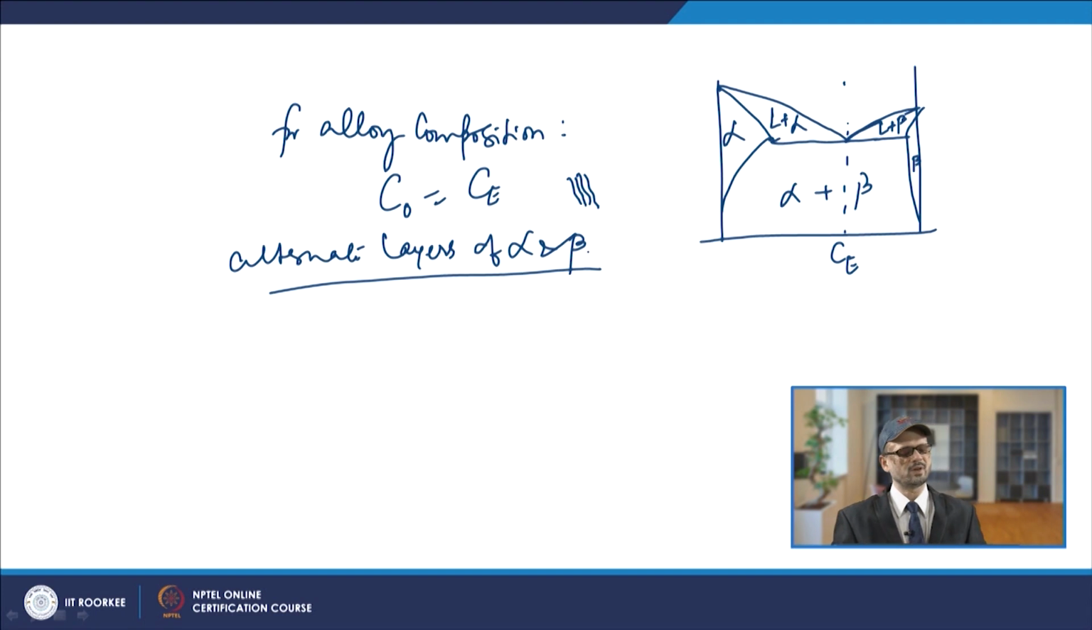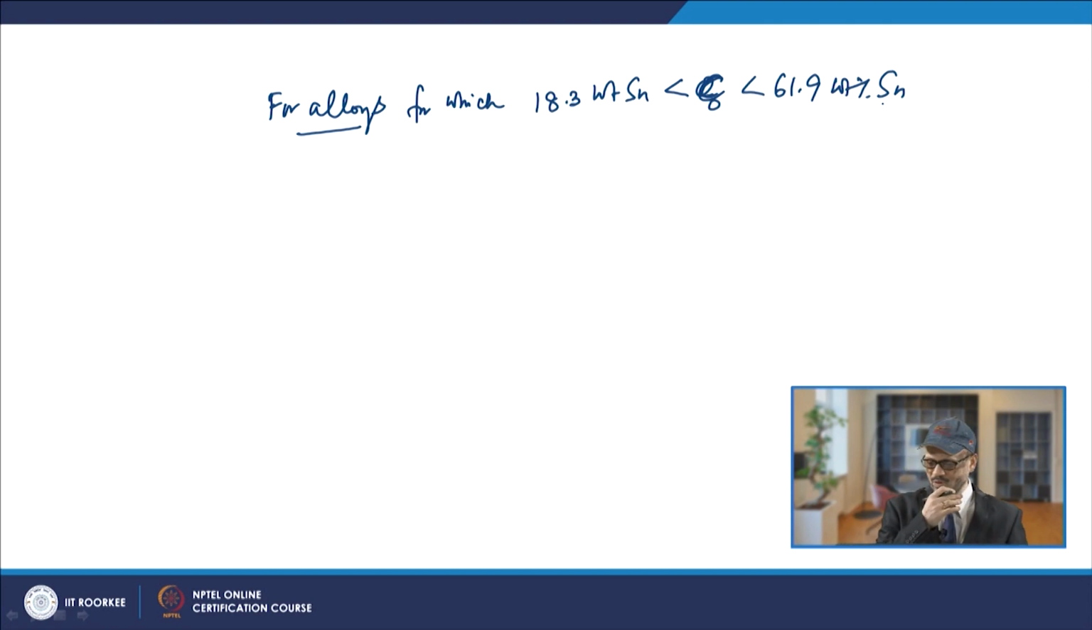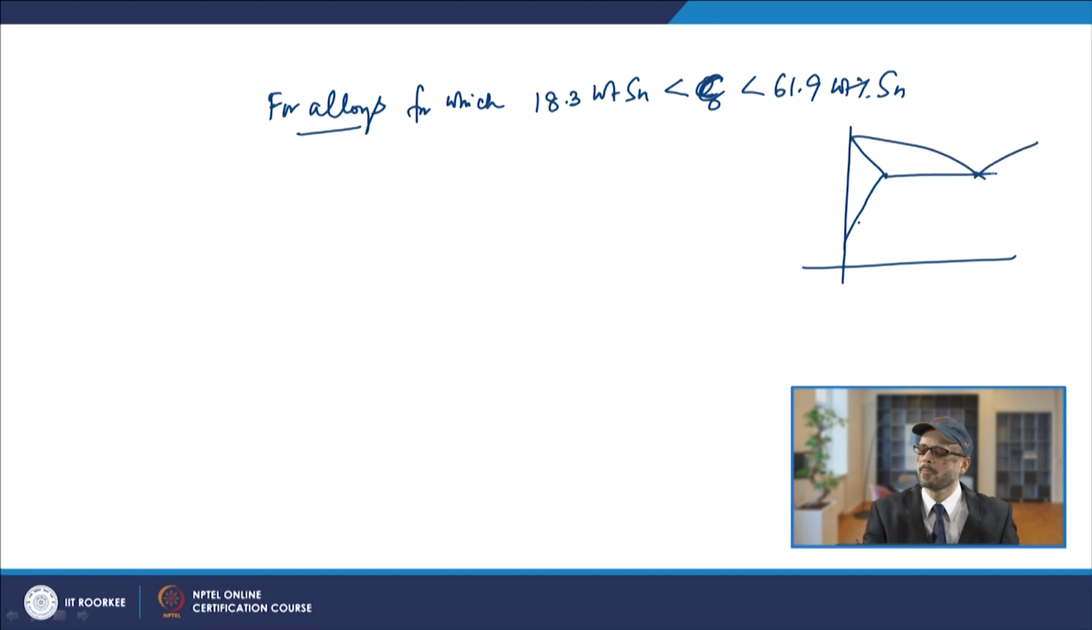Now, if you take a composition which is from here to here. So, if you take alloys for which the tin percentage is 18.3 weight percent tin, and C0 is basically, the composition will be varying between 18.3 to 61.9 weight percent of tin. So, in that case, this is your 61.9%, and if you are talking about some composition which is in between.